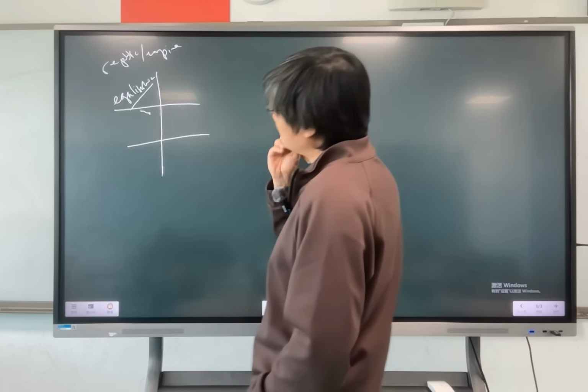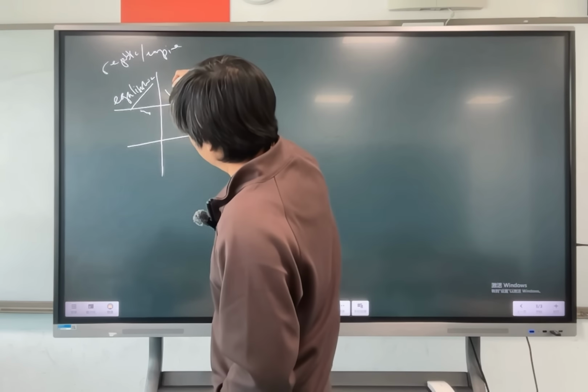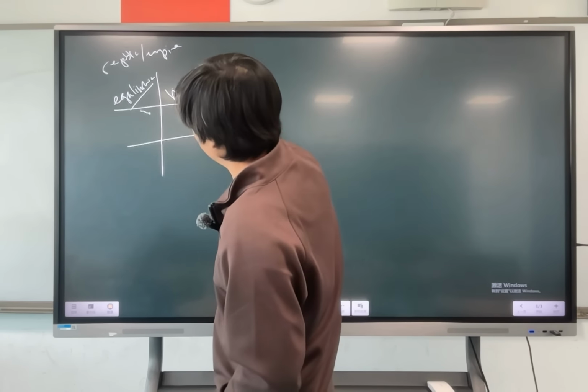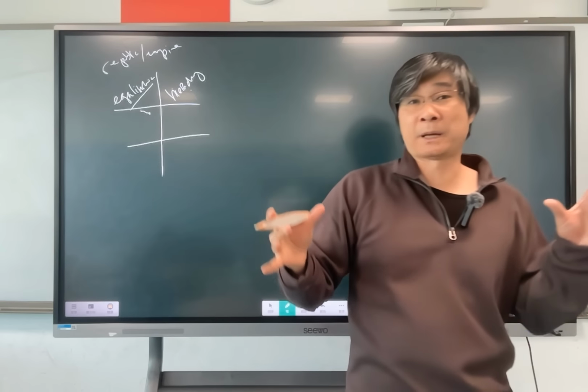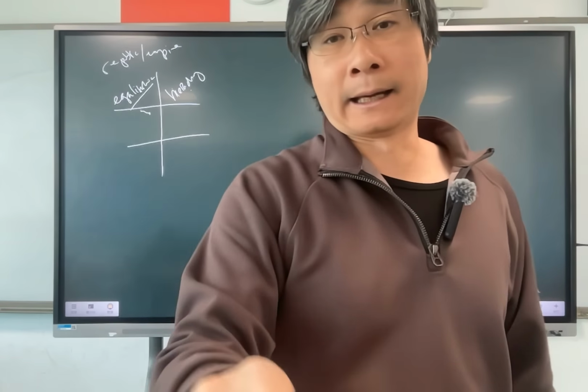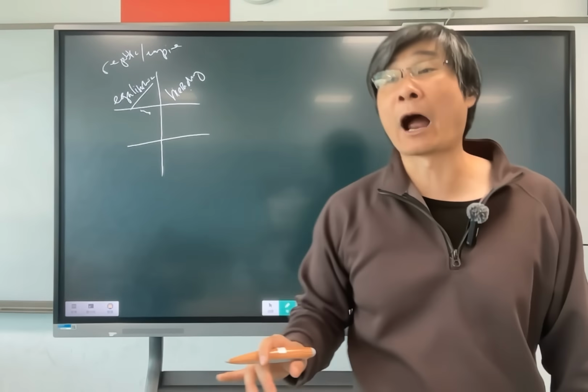And in an empire, there's a hierarchy. Okay, so that's the first major difference. Okay? In a republic, people are egalitarian. And in an empire, there's a hierarchy.